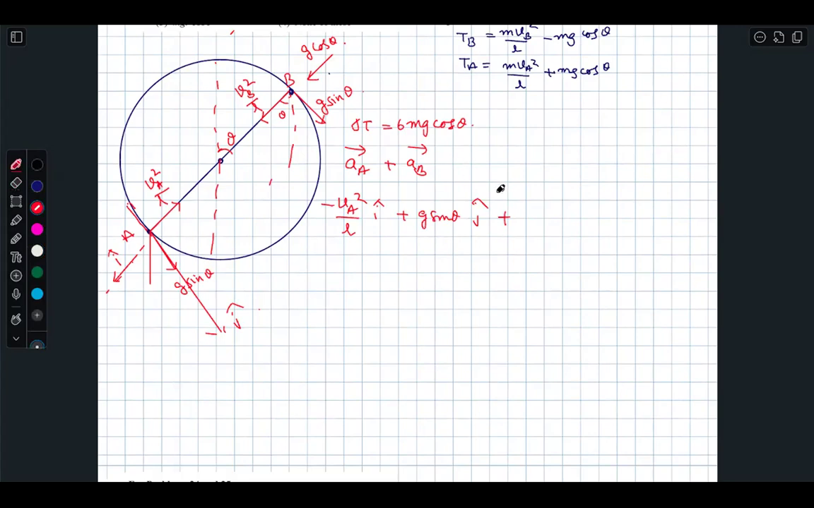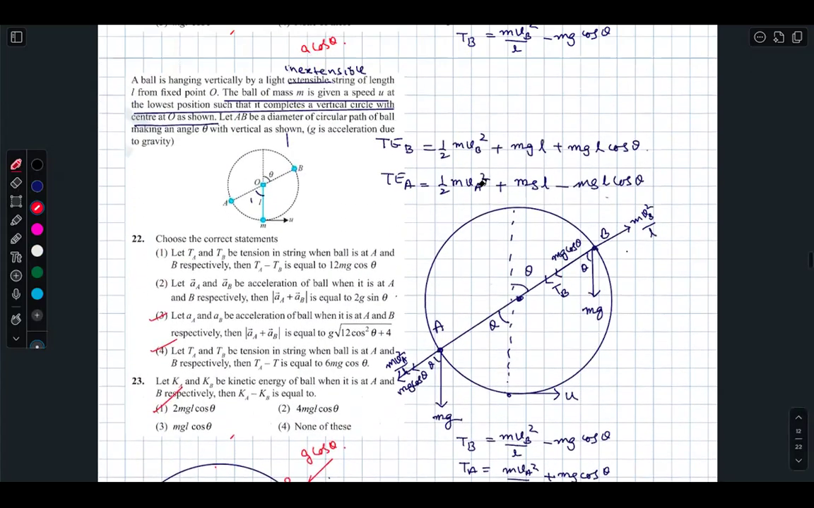Acceleration of B. What is acceleration of B? Acceleration of B is VB square by L i cap plus g sin theta j cap. My goodness. So I got two values and you want the difference term. But don't forget total energies are same. You can equate these two terms. Why can I equate these two?